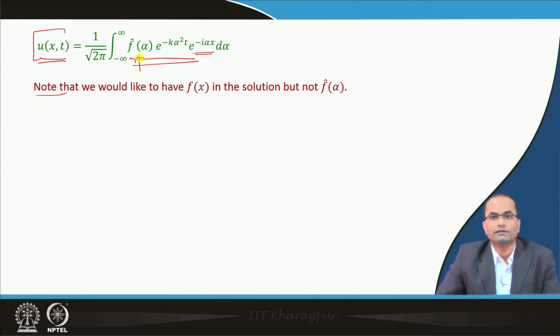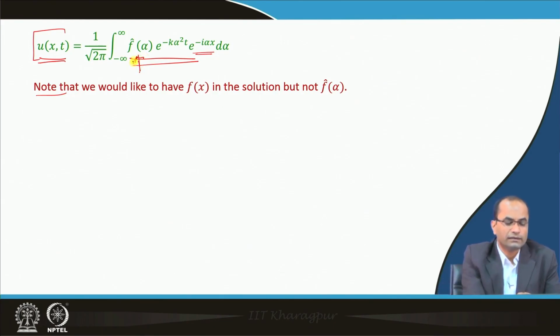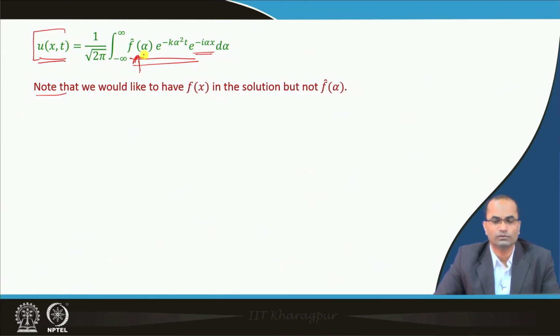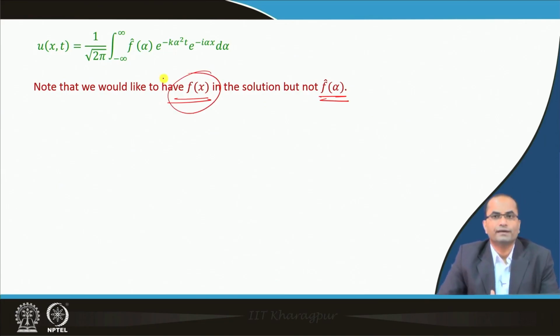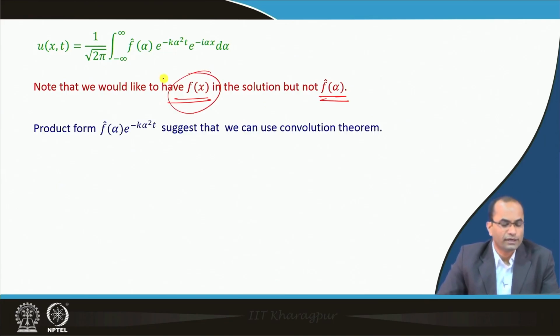Though we have this u(x, t), it is written in terms of f hat(alpha). F hat is not given directly in the problem; f was given. So, we would like to have f in the solution, not its Fourier transform f hat. We have to work a bit further to get a better form of the solution, which is directly related to the given conditions. So, we do not want to have f hat, but rather f(x) in the solution. We will work on that now.